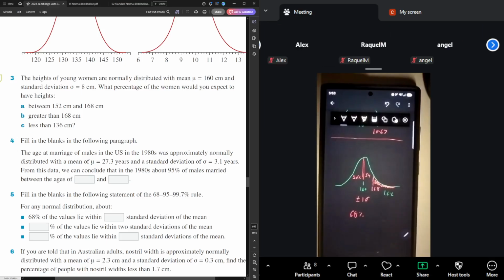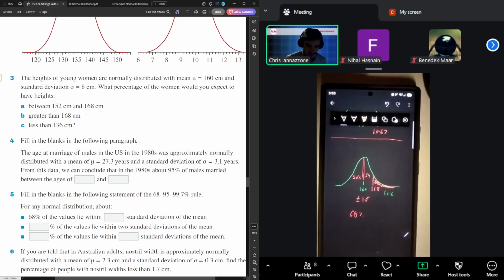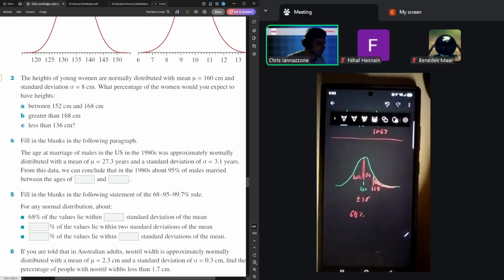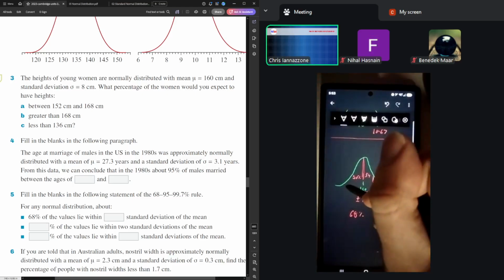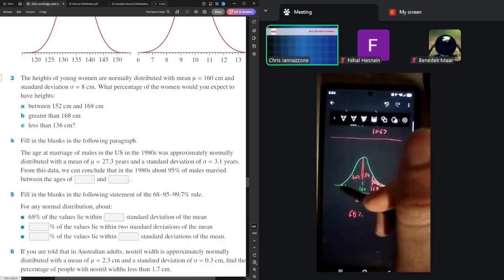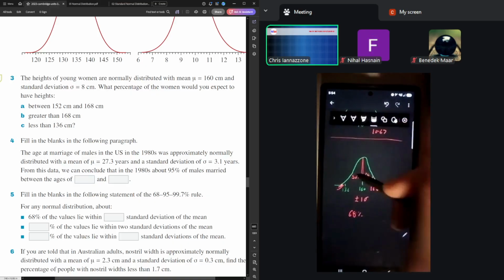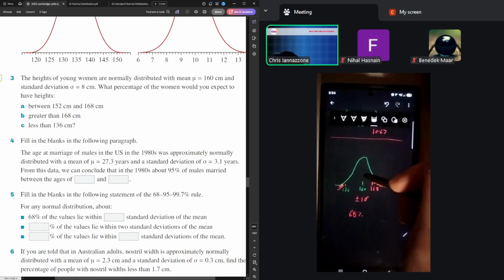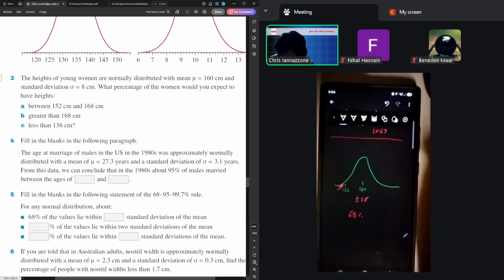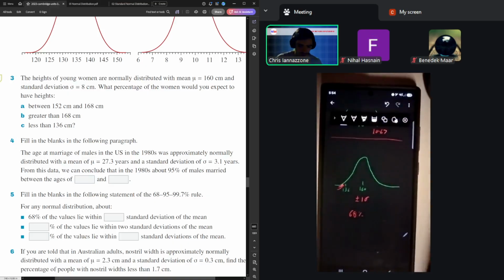All good. Okay. Final question. This one is less than 136. So 136 is going to be significantly further down, and we want to be less than 136. Let's just go ahead and knock some of these off. So again, the question is 136. What is that in terms of standard deviations?